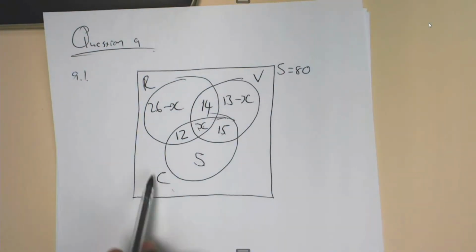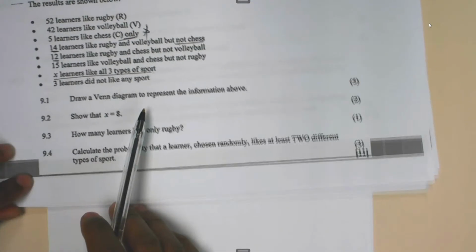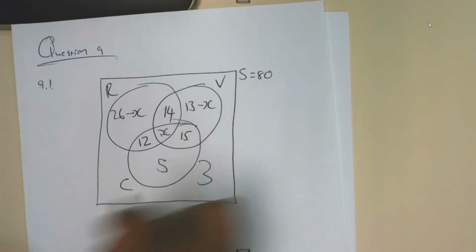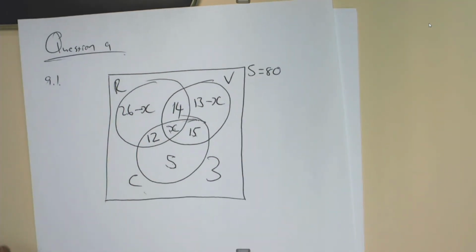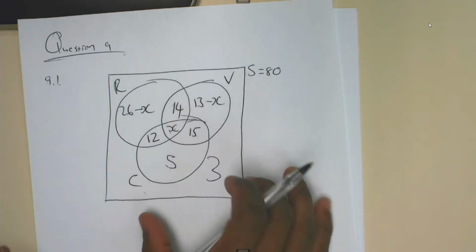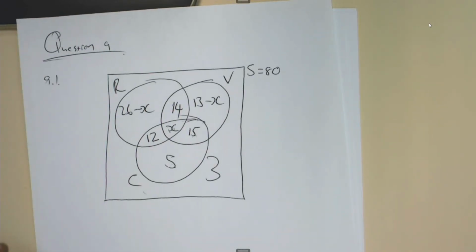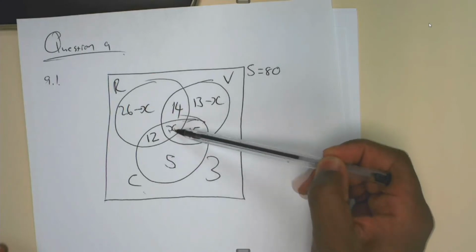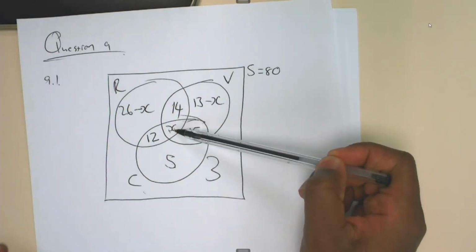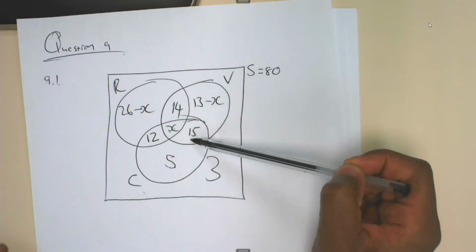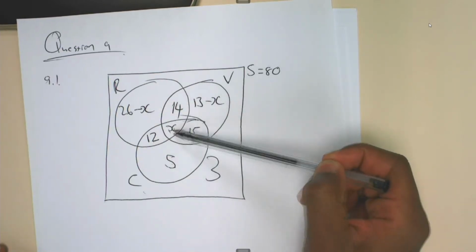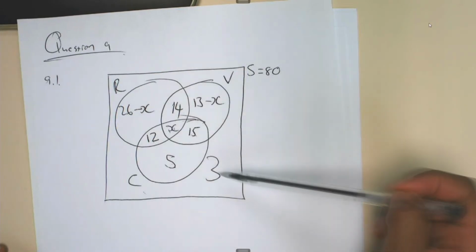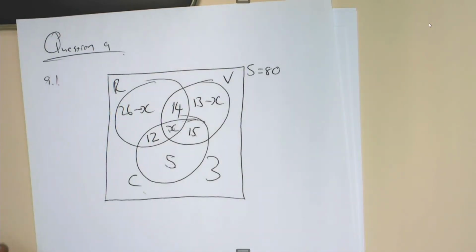And now let's check if there are any learners that don't like any of these 3 sports. And they told us here we have 3 learners. 3 learners do not like any sport. That means those 3 learners go outside of our events. So what we've done is to populate our Venn diagram. Remember what I said? It's always advisable to start from the inside, so the intersection of all 3 events, and then slowly move outward. So from 3 events, go to 2 events, go to 1 event, and then go to the outside of all your events.